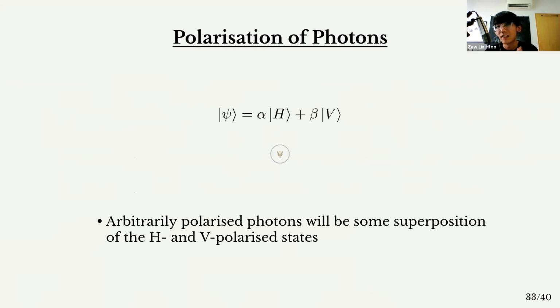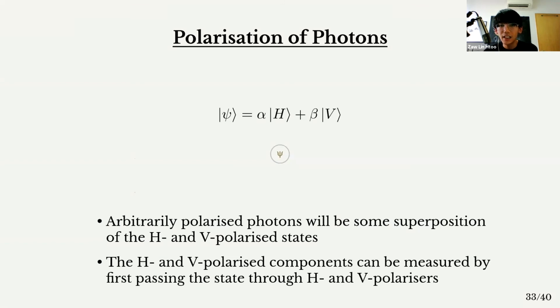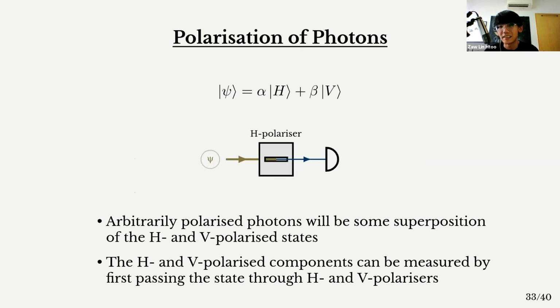So you can have some alpha, some beta. They don't have to be real. They can have a phase difference in between. And if I gave you this state that is arbitrarily polarized, you can find out what the magnitudes of alpha and beta are by just passing it through the selectors, right?